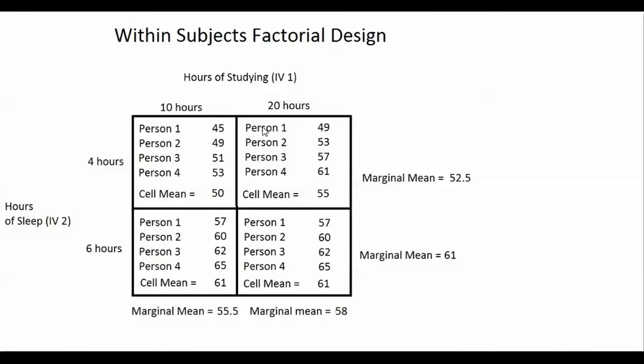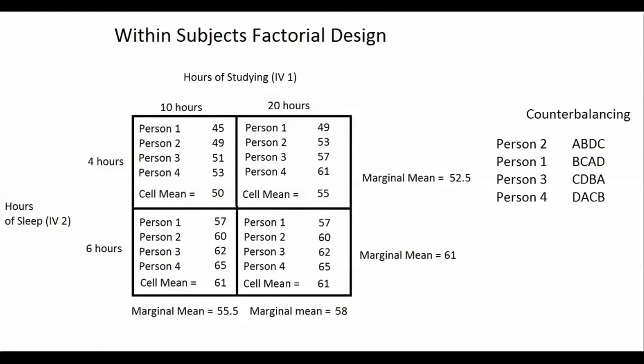Person 1 goes through all 4 cells, person 2 goes through all 4 cells, and persons 3 and 4 also go through all 4 cells. Each participant is tested 4 times. And in a within subjects factorial design, you have to counterbalance the conditions.